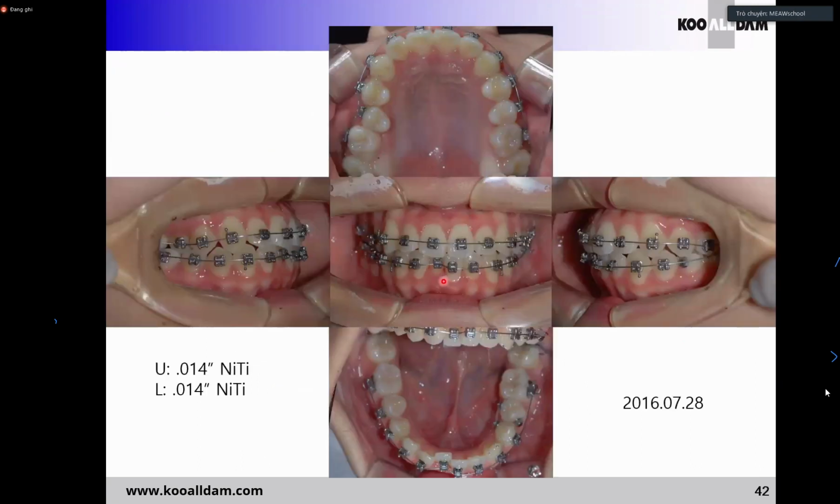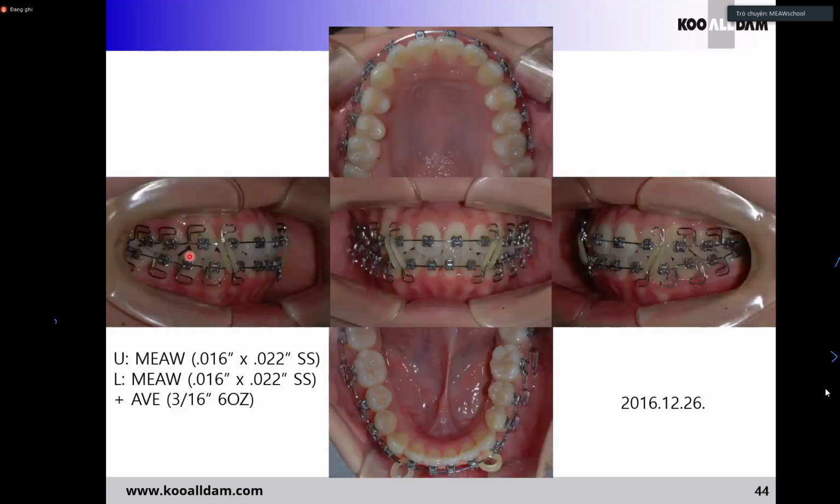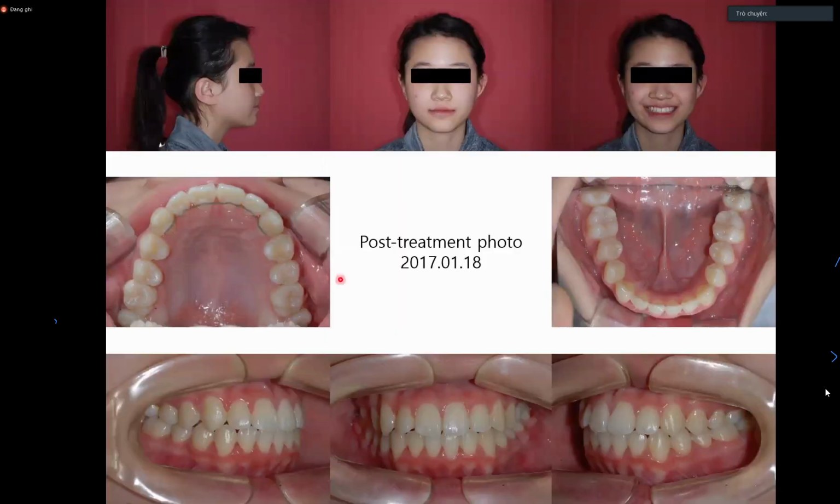So we insert the brace in the upper and lower arch, and upper 16 night trial in the lower Myobrace. And we use triangular elastic, and we insert the upper and lower Myobrace, and we used anterior vertical elastic from upper first loop to lower second, first loop, and finished. In Myo, the treatment procedure is very, very simple. Strategic leveling, inserting Myobrace, and finish.